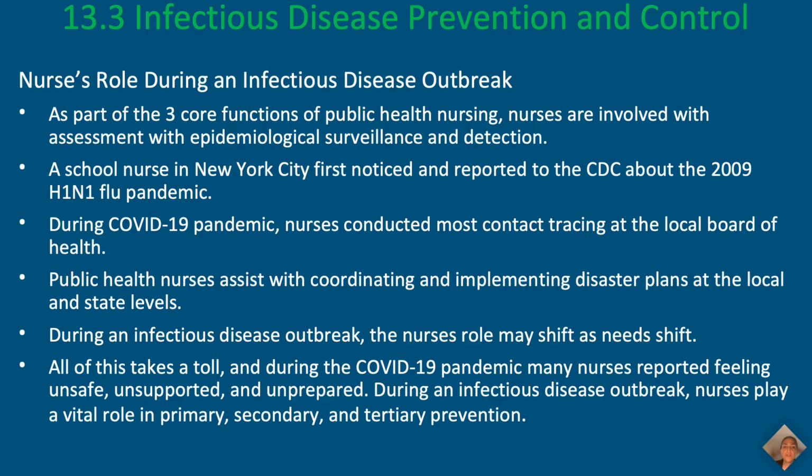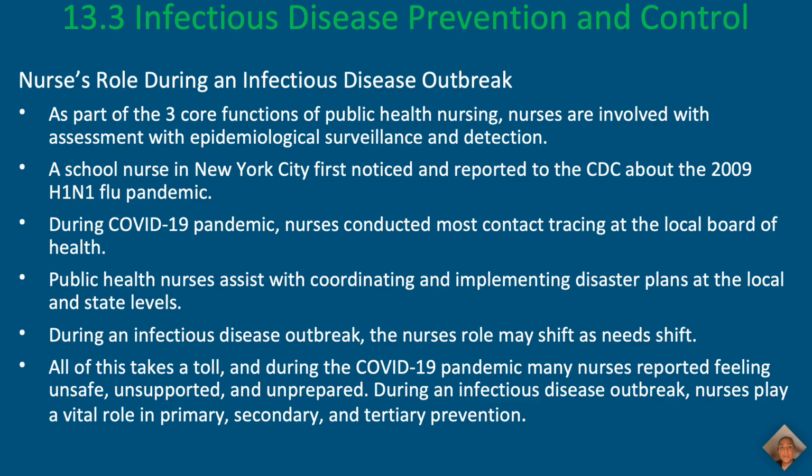So here we're thinking about the nurse's role. There are really 3 core functions of public health nursing, and nurses are involved in assessment. We spent a lot of time on assessment, and then epidemiological surveillance and detection, right? And school nurses are really well positioned as well. In New York City, they first noticed and reported to the CDC about the H1N1 flu. During COVID-19, nurses did most of the contact tracing at the local Board of Public Health.